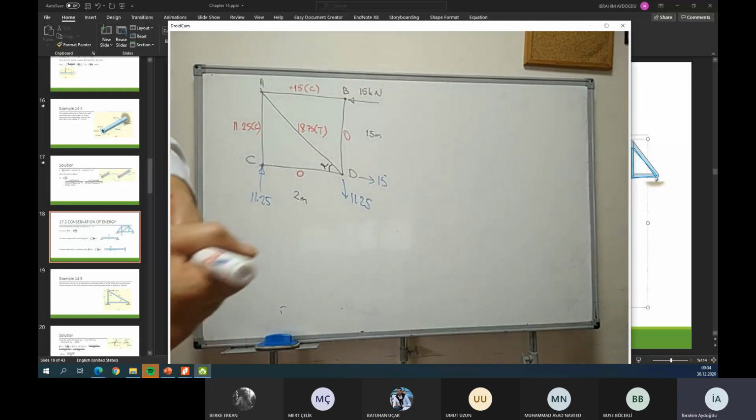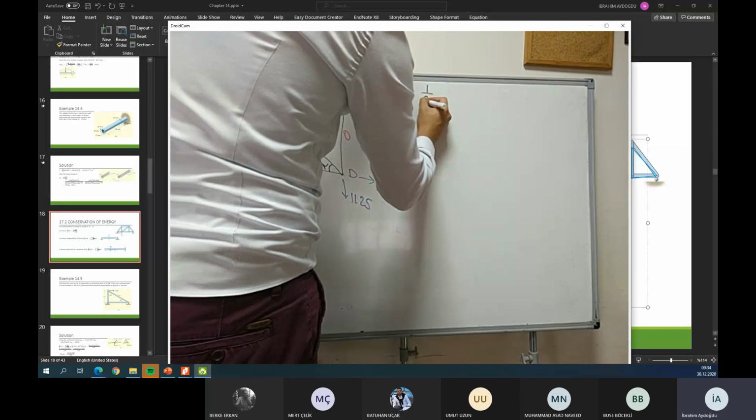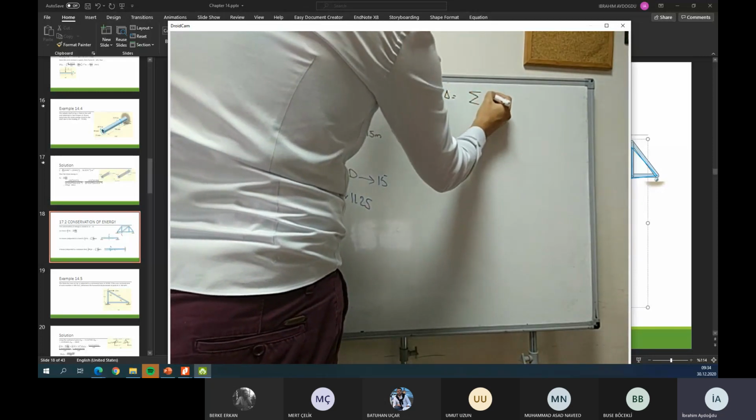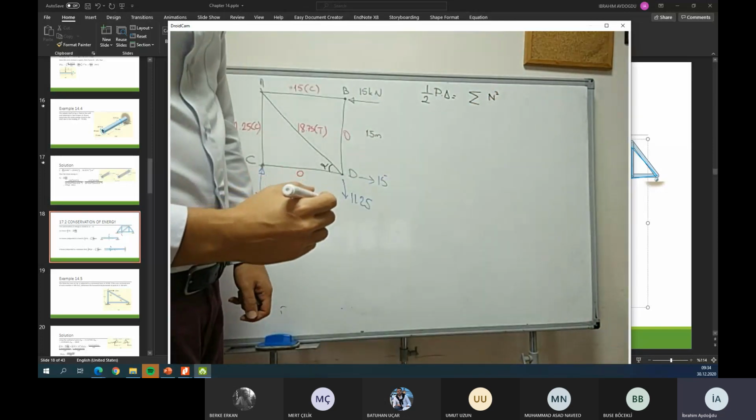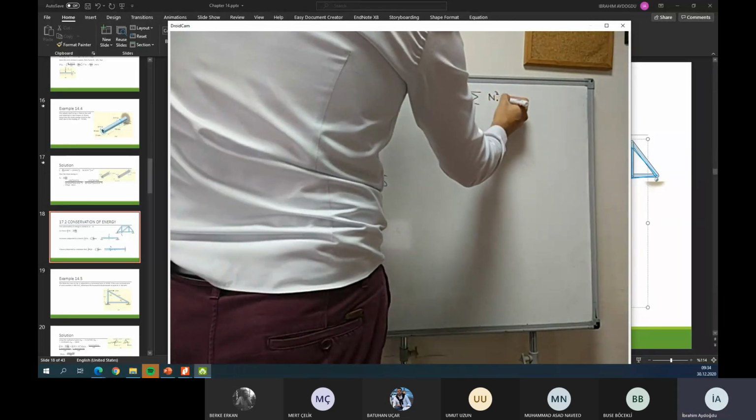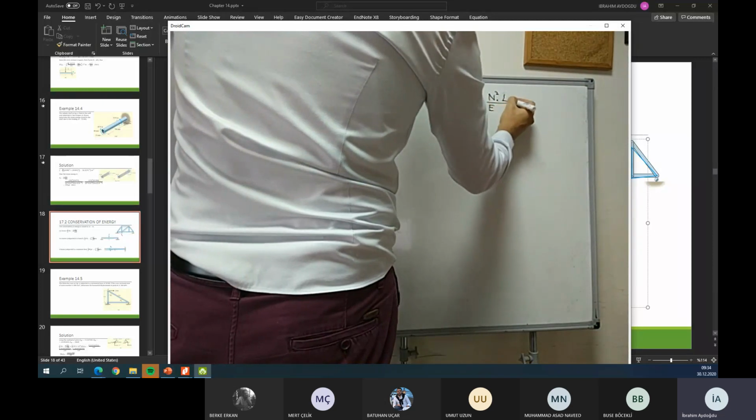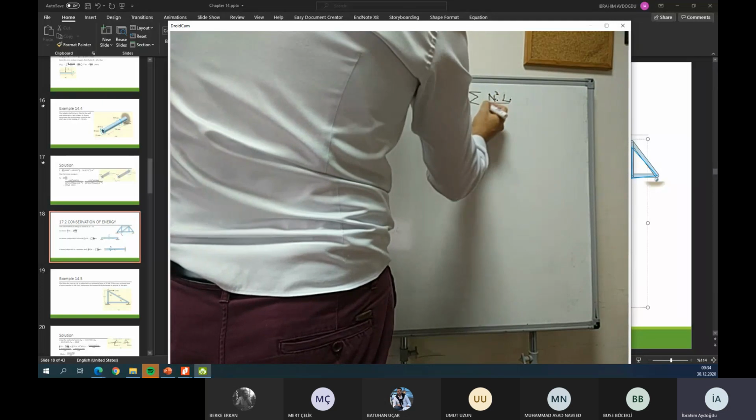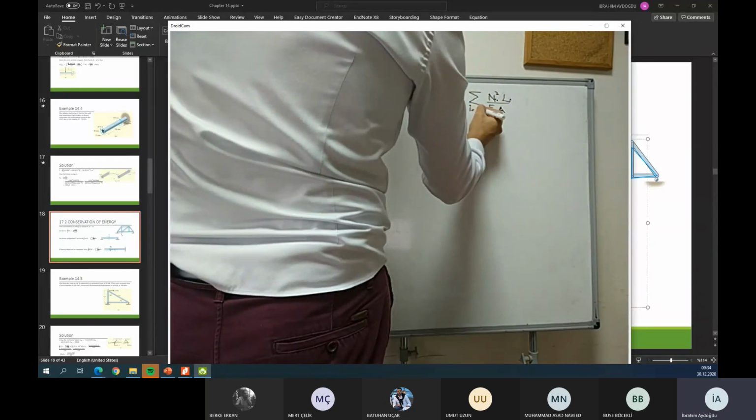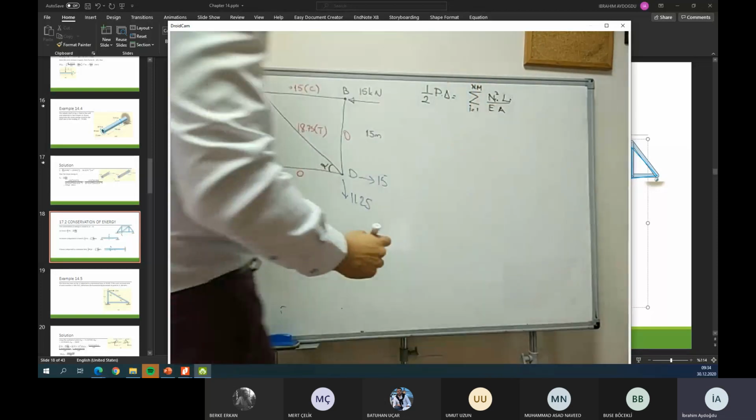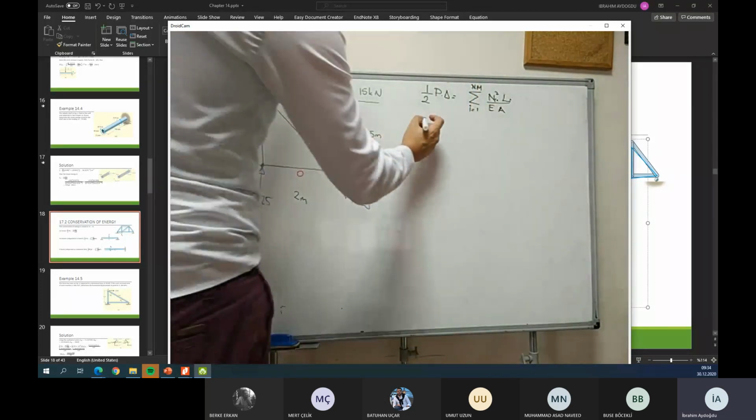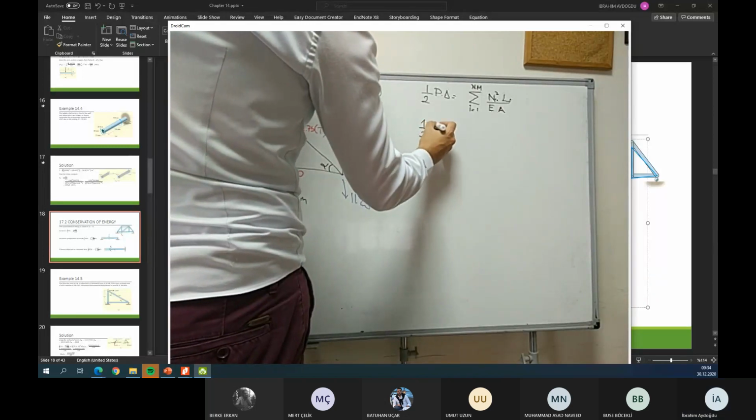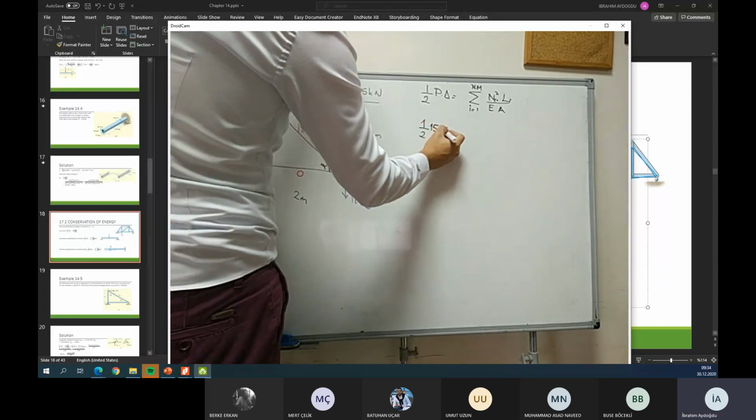I write the information here. 1 over 2 P delta is equal to the sum of n squared times L divided by E times A, using the i notation. What does i mean? i is equal to 1 to the number of members. So we know P is equal to 15, but we don't know delta.